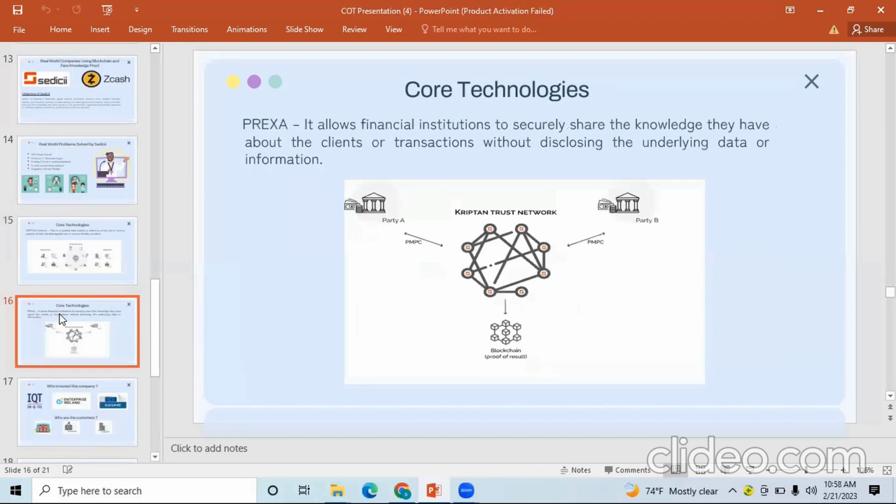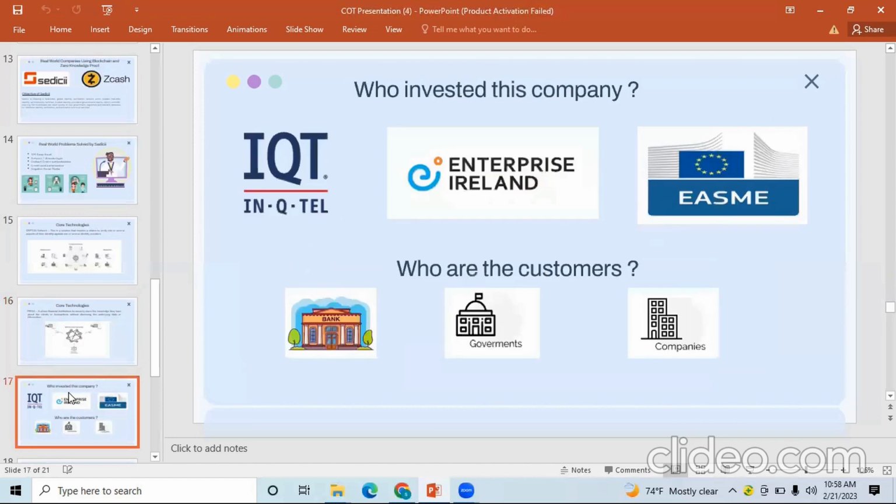The next technology is Prexa. Using this technology, financial institutions can securely share their knowledge about clients or transactions without disclosing the underlying data. CDC was invested in by 3 companies, including IQT, Enterprise Ireland, and EaseMe. CDC serves 3 types of customers, namely banks, governments, and corporations. Thank you for giving this opportunity.